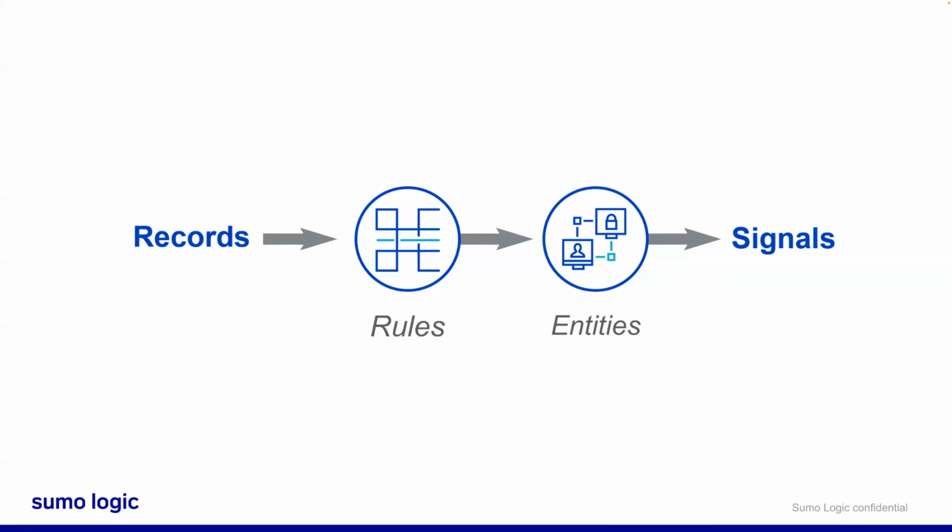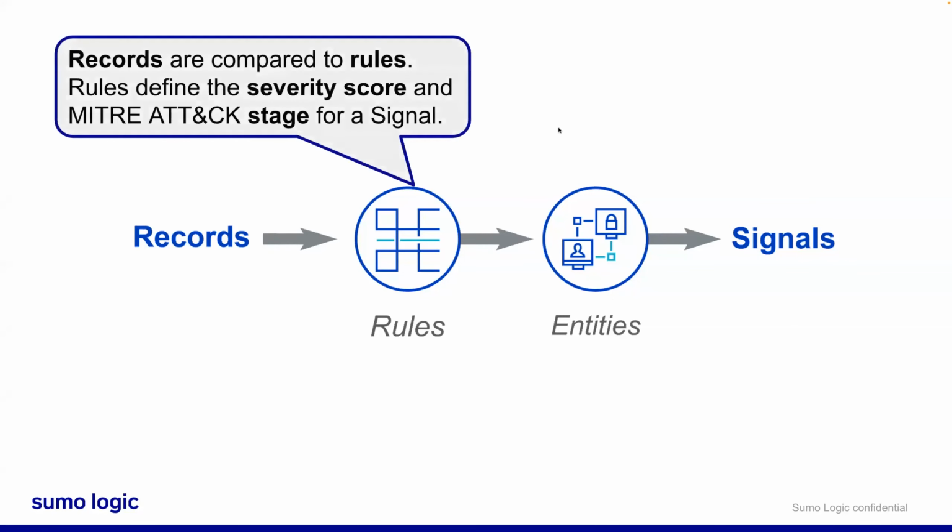So each record that is ingested into Cloud SIEM is going to be compared to hundreds of built-in and custom rules, actually both. So we have built-in rules and some custom rules, and we're going to talk about both of those today. If a rule triggers, regardless of if it's built-in or custom, an entity is going to be extracted and a signal is going to be created. So what I'm showing here, there we go, is the records being compared to rules.